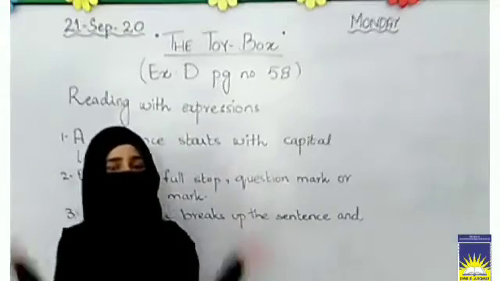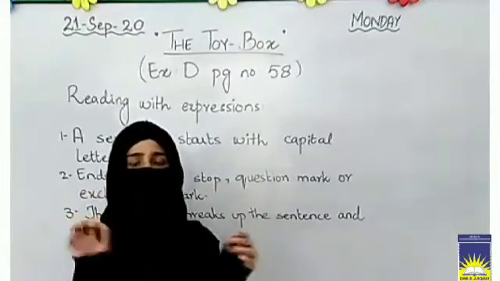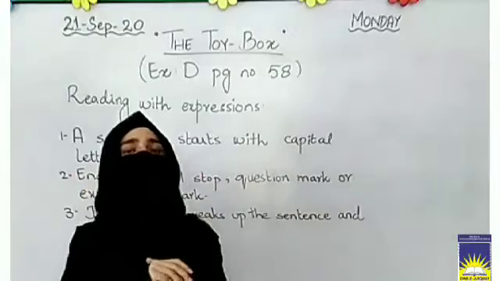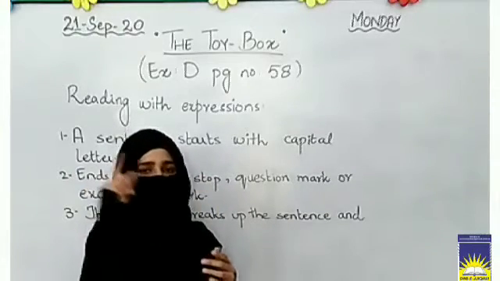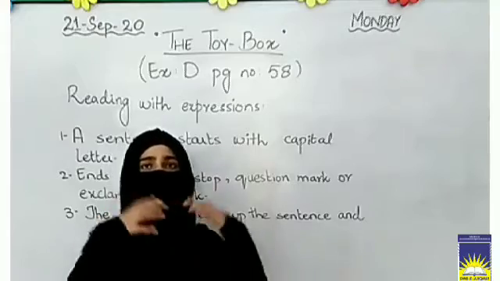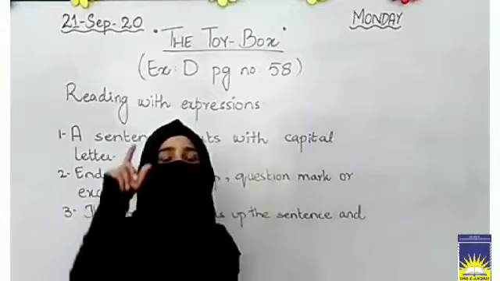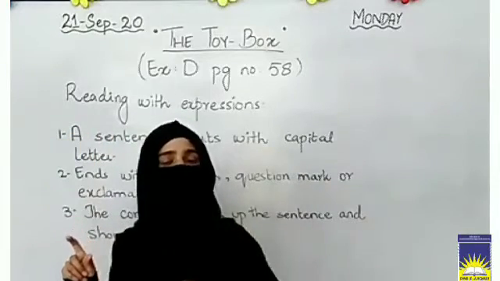Our sentence, if it is a simple sentence, we end it with a full stop. If it is a question, we end it with a question mark. And if there is something very exciting that we have to show to our reader, we put an exclamation mark after that sentence.